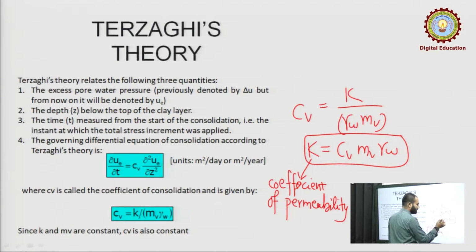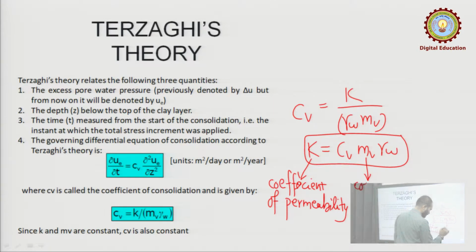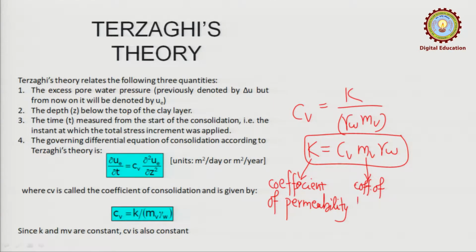CV we have already discussed. MV you know already, even though I will write it here: it is the coefficient of volume compressibility. And what is gamma W? This is obviously the unit weight of water.